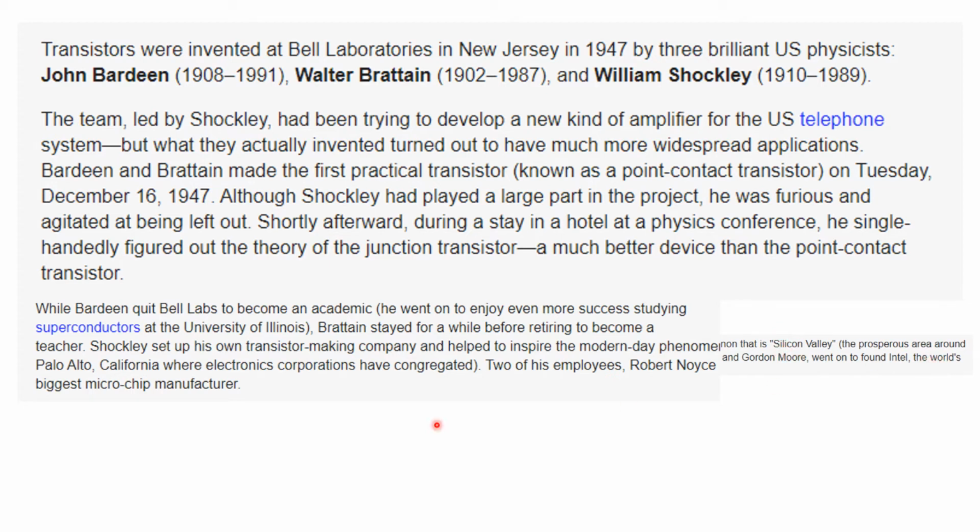And this is the prosperous area around Palo Alto, California, where many electronic corporations have congregated and where Apple Computer, Hewlett-Packard, and many others have arisen. Now, two of Shockley's employees, Noyce and Gordon Moore, went on to found their own companies, which eventually became Intel, the largest chip maker in the world.